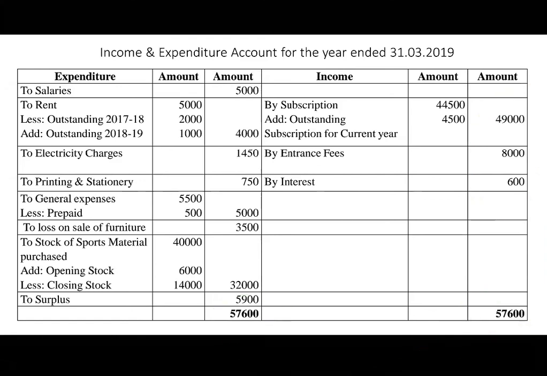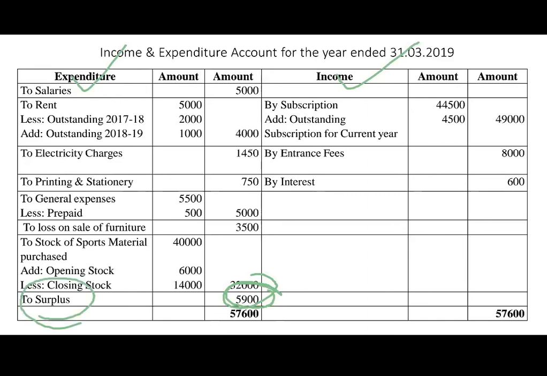Now once you record the same amount over here, you will deduct all the expenditure which is there. So 5,000 plus 4,000 plus 1,450 plus 750 plus 5,000 plus 3,500 plus 32,000. After adding all these, whatever amount comes, you will deduct it from 57,600, and whatever amount you get will be your surplus. If your income side is more than your expenditure, whatever the answer you get, it will be your surplus.